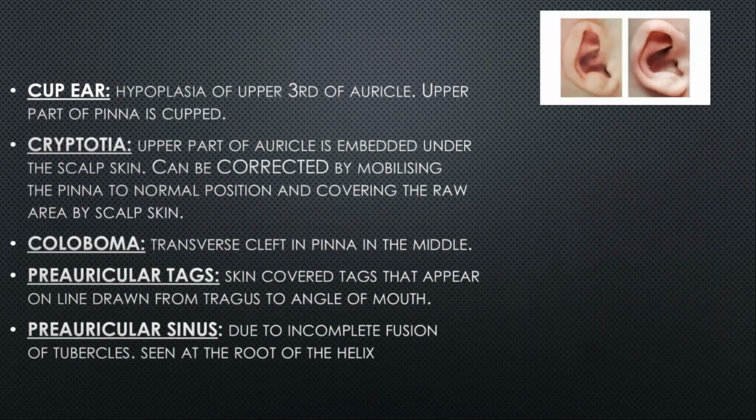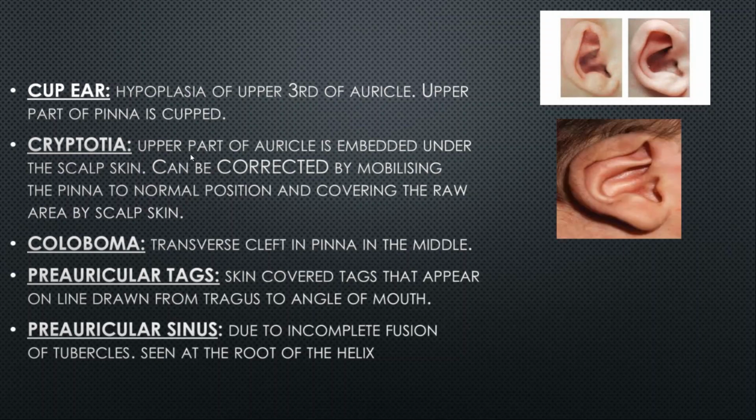Cup ear, it is the hypoplasia of the upper third part of the auricle and upper part of pinna is cupped. Cryptotia is when the upper part of the auricle is embedded under the scalp skin. It can be corrected by mobilizing the pinna to a normal position and covering the raw area by scalp skin. Coloboma is a transverse cleft in the middle part of the pinna.